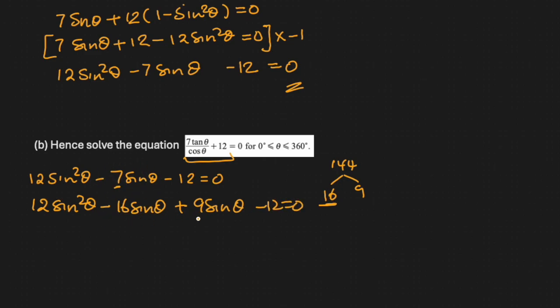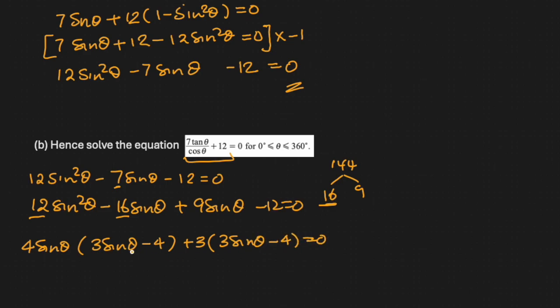So I have split the middle term into two parts. And now these two have 4 in common and sine theta: 4 sine theta times 3 sine theta minus 4. And what do we have? 3 common here, plus 3 sine theta minus 4. Both parts have the same thing. So 3 sine theta minus 4 is common. We are left with 4 sine theta plus 3 equal to 0.